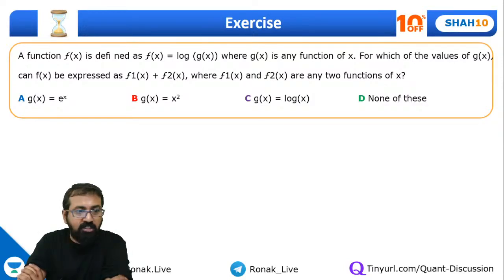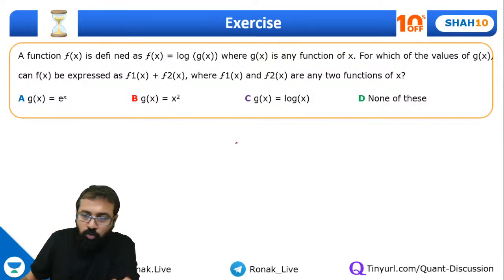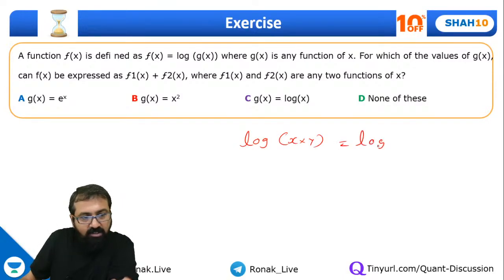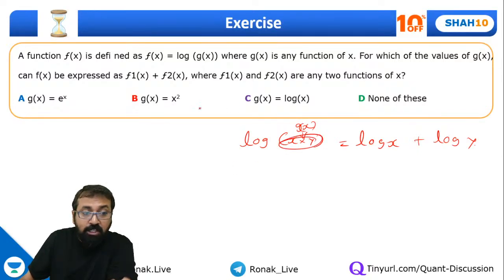What do you suggest for this? Do you remember that rule? Log of x into y is equal to log of x plus log of y. Yes or no? So actually, instead of gx, I should have x into y. So the value of gx should be x into y. Isn't that? Because if gx is x square, then what is log of x square? Log of x square will be 2 log of x.